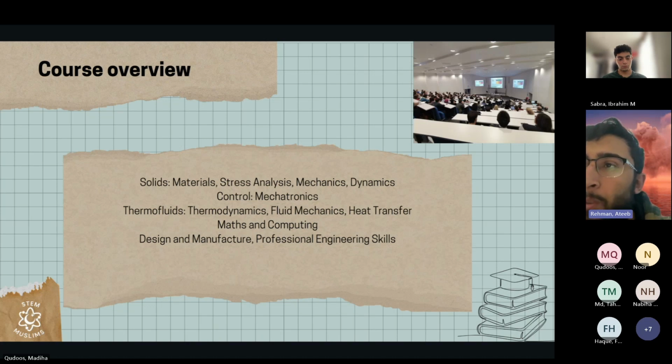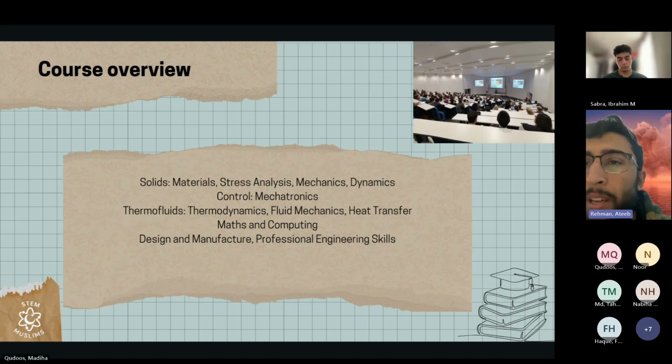The modules in mech eng can be split into 5 different groups. You have the solids group, the control group, the thermofluids group, the maths group, and the practical group. Those are just the names of the modules that you do in first and second year. I think you do 9 modules in first year and then 10 modules in second year, and all of their exams are in the summer.